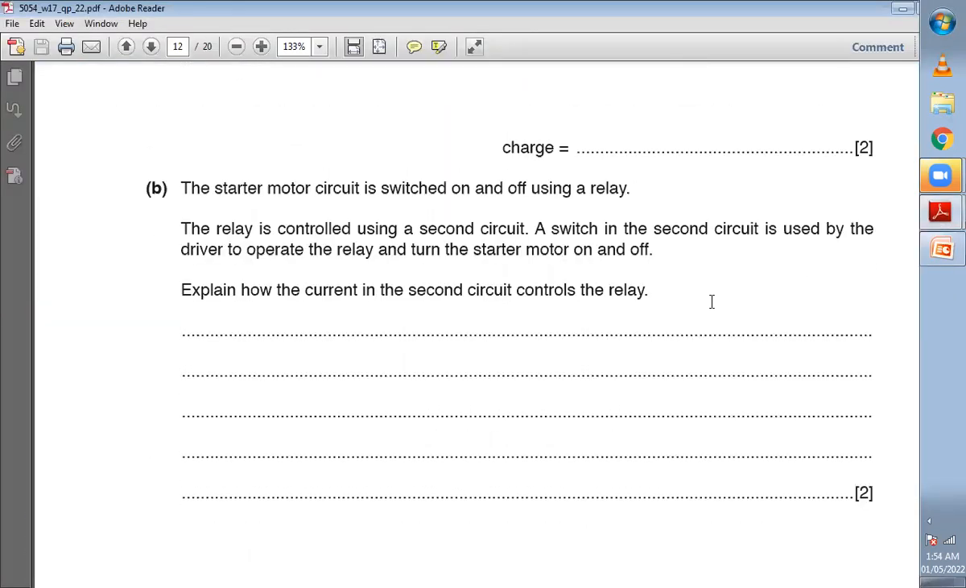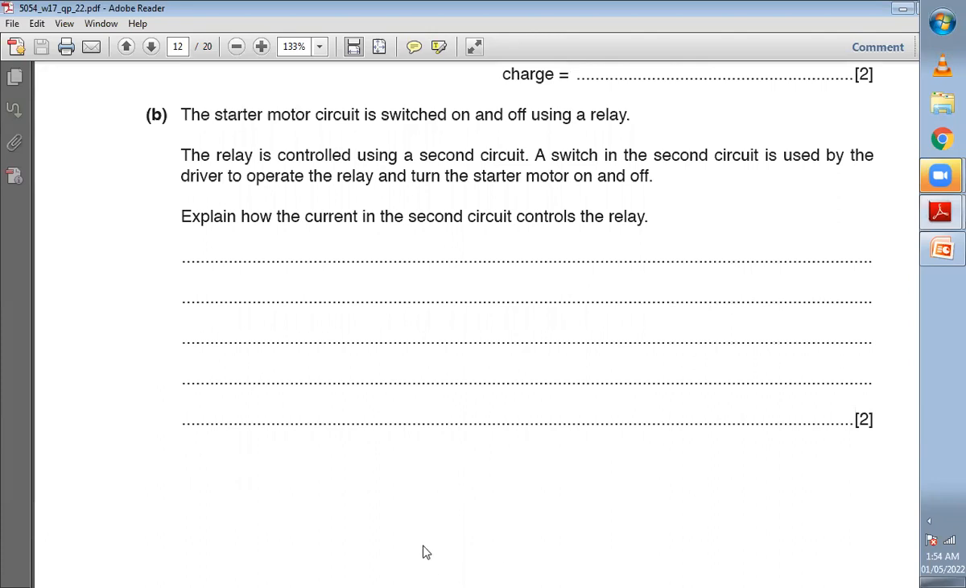Hopefully you understand this numerical. It was a 2 marks numerical. It says a starter motor circuit is switched on and off using a relay. The relay is controlled using a second circuit. A switch in the second circuit is used to operate the relay and turn the starter motor on and off. Explain how the current in the second circuit controls the relay.